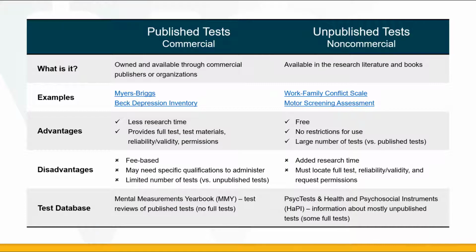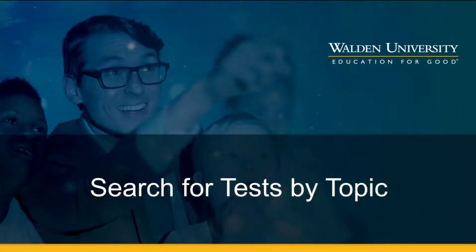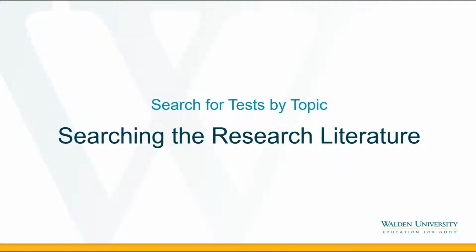Now that we've covered the two types of tests you'll be encountering, let's talk about how you would go about finding a test for your research or coursework. One of the main ways you'll be searching for a test is by topic. There are a couple different approaches you can take to do this. As you research your topic in the literature, you'll want to keep an eye out for any tests that you might be able to use for your research.